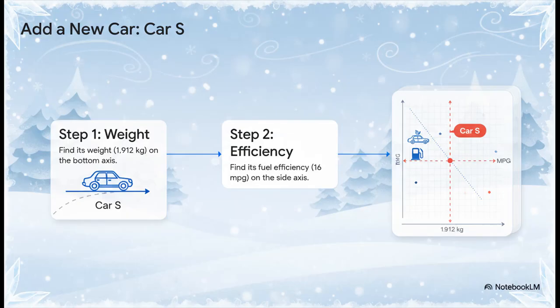So what happens when a new car shows up at the lot? Let's say we have car S. It weighs 1,912 kilograms and gets 16 miles per gallon. To add its story to the graph, we just do what we did before, but in reverse. Find its weight on the bottom, find its fuel efficiency on the side, and then, boom, plot the point right where they meet. Just like that, car S is part of the story.